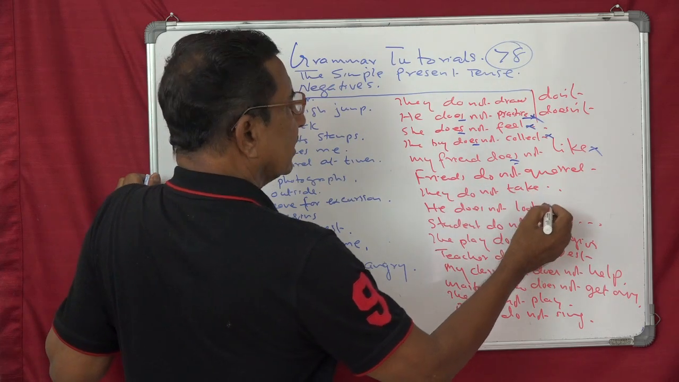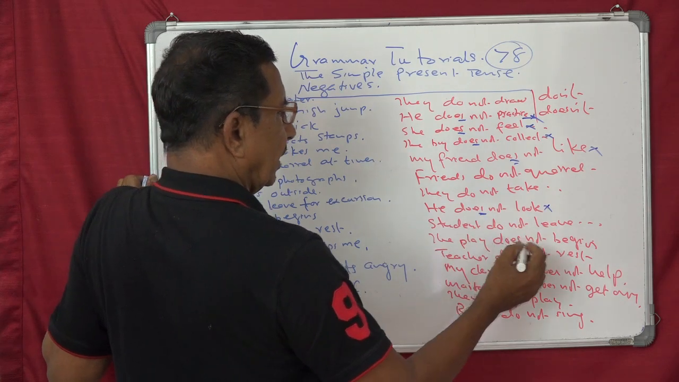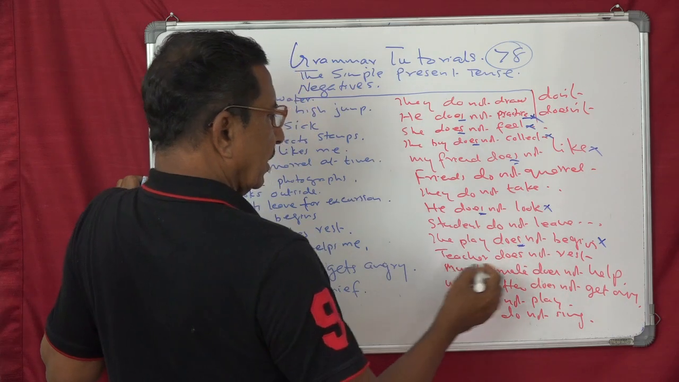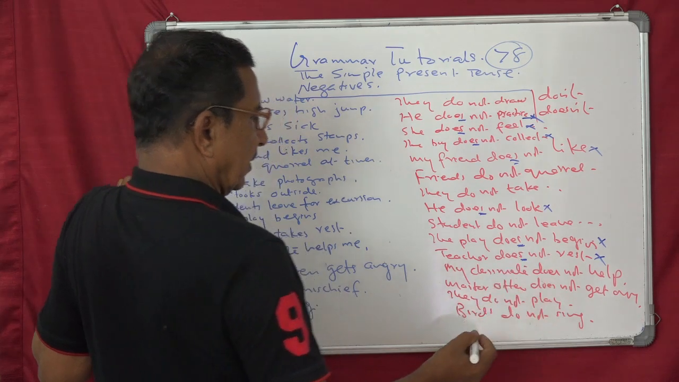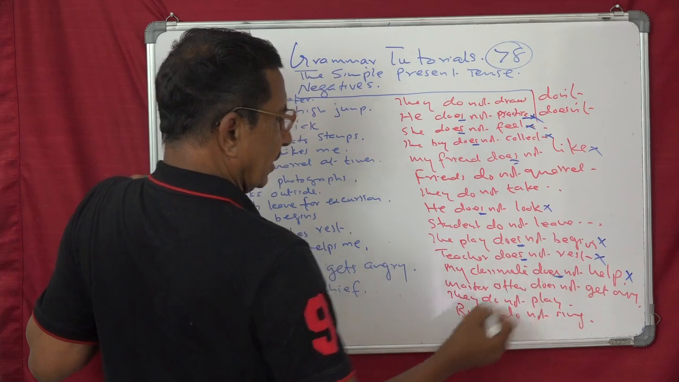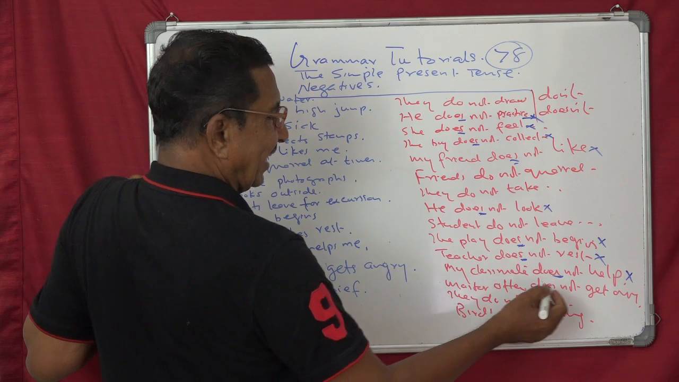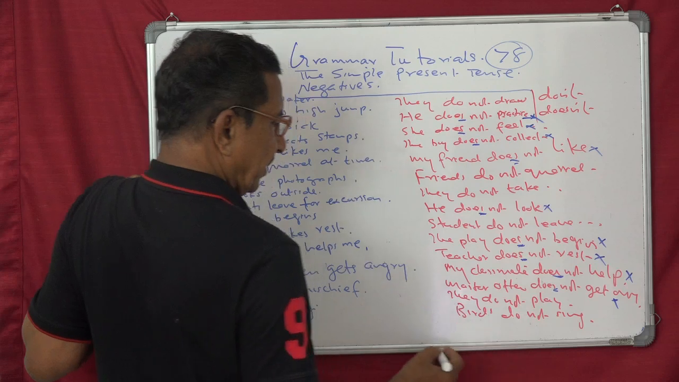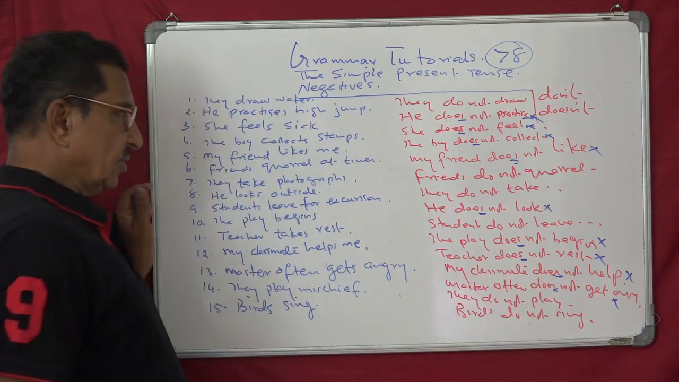S is absent here, but present here. Do not, the play. Teacher does. My classmate does. Master gets, absent here, but present here. They do not accept. Birds do not act. It's okay. That's no problem.